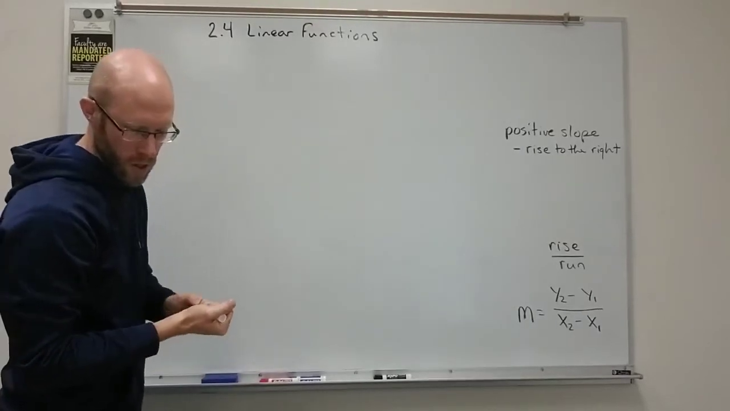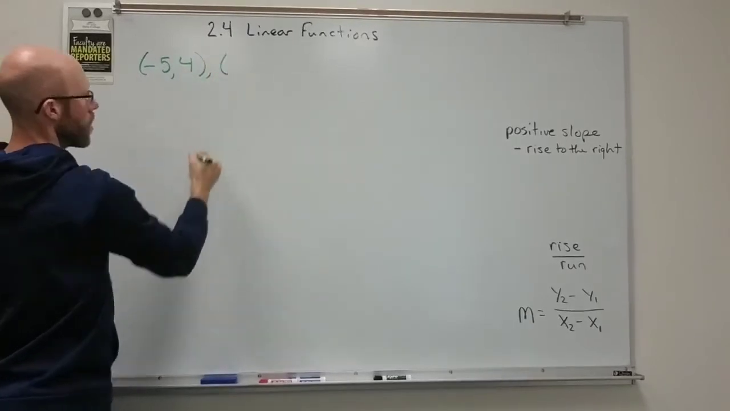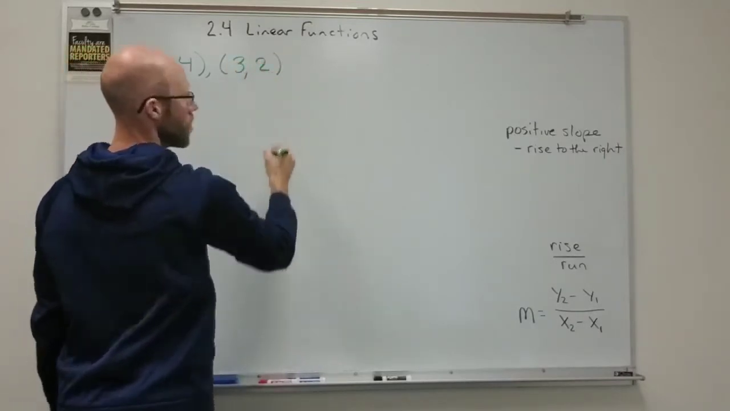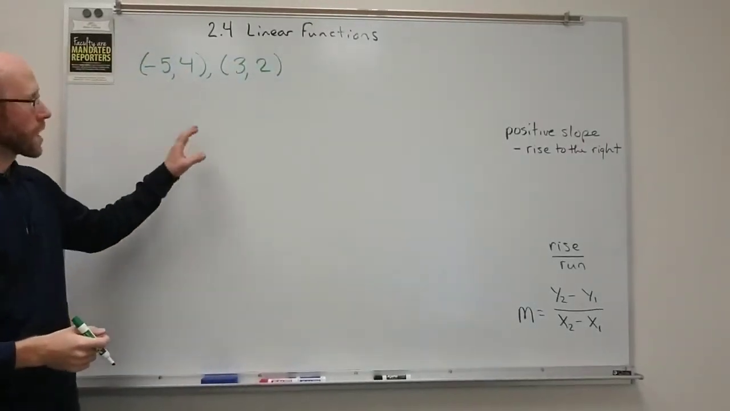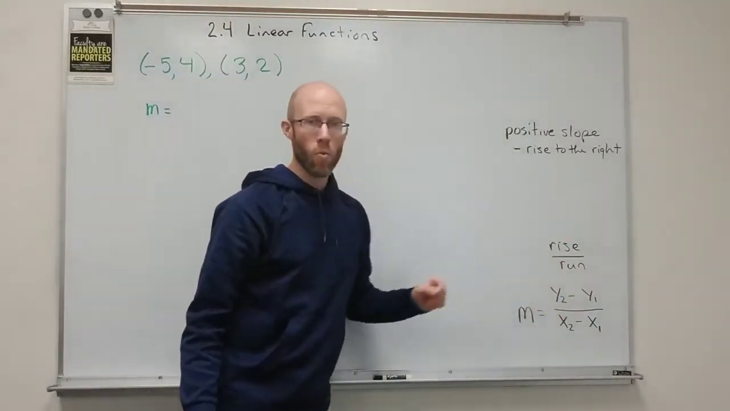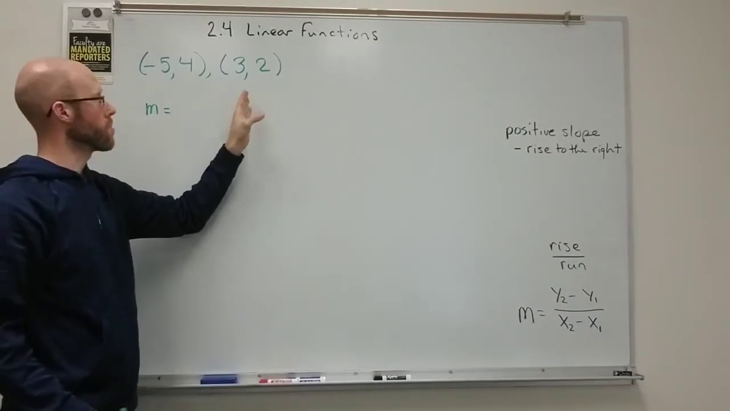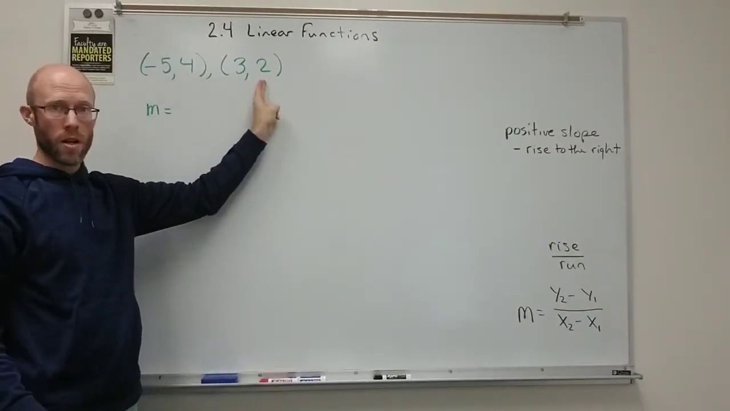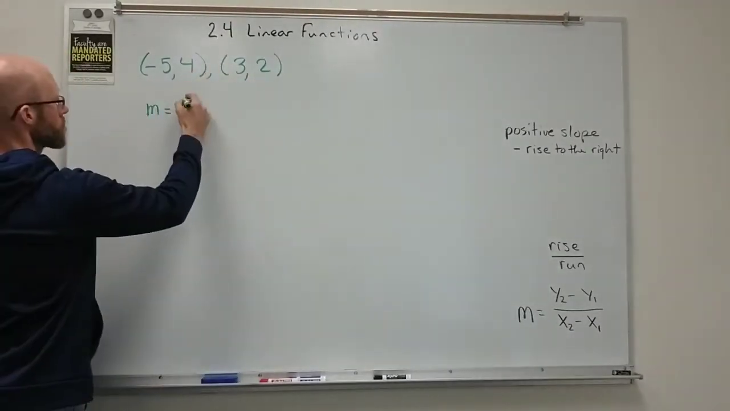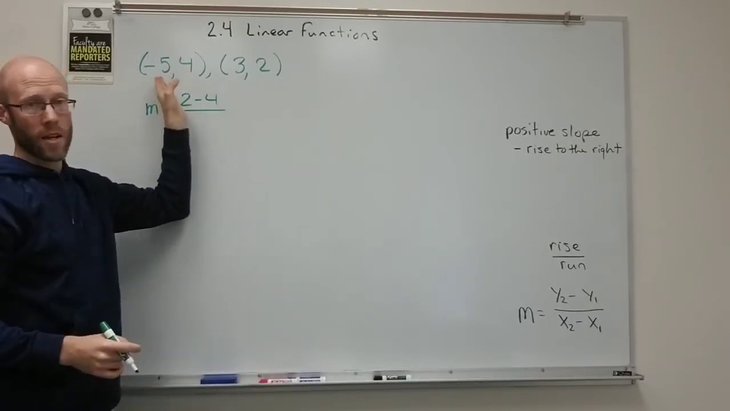Next example we'll do is negative 5 comma 4 and 3 comma 2. So again, the slope m is y2 minus y1 on top. I'm not going to label all these, I'm not going to write it all out every time, but we've got x1, y1, x2, y2, right? So y2 minus y1, it's the two y values subtracted. So I do 2 minus 4, and then on the bottom it's x2 minus x1.